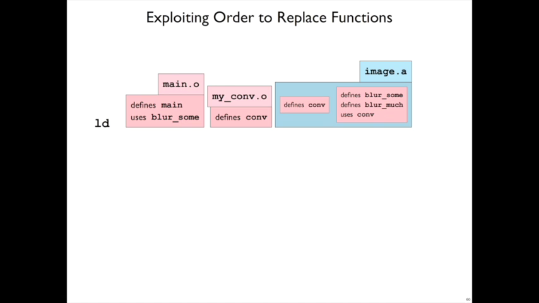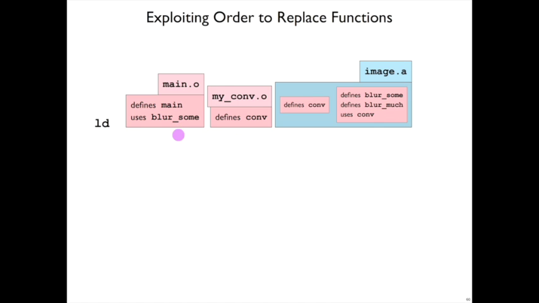And here's how you might use that. So in this case, I've got my main program and I've got my library, but it turns out that I have implemented a better version of convolution. Right? I have a faster version that I want to use instead, not only for my own code, but I want to replace the one that's in the library. And so this searching process lets me do that by just putting my object before the library.